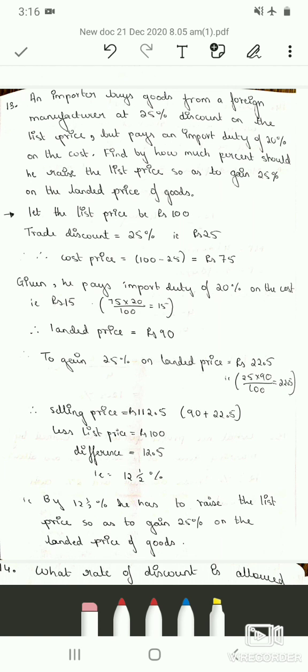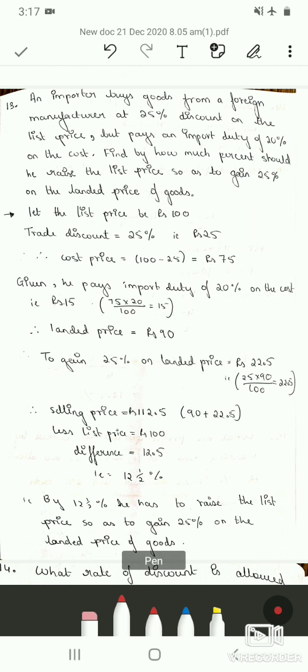So in this question they have given, there is an importer who buys goods from a foreign manufacturer at 25% discount on the list price, but also he has to pay some import charges, which is 20% on the cost, not on the list price, but it is on the cost price. So we have to find out how much percent should he raise the list price so as to gain 25% on the landed price of goods.